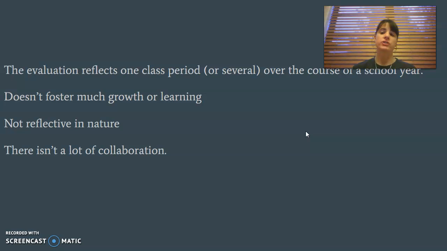Unfortunately, the evaluation process that we have now does not reflect an overall idea of how effective the teacher is. It only reflects one class period, maybe two class periods over the course of a school year. It doesn't foster much growth or learning. It is not reflective in nature, and there isn't much collaboration.